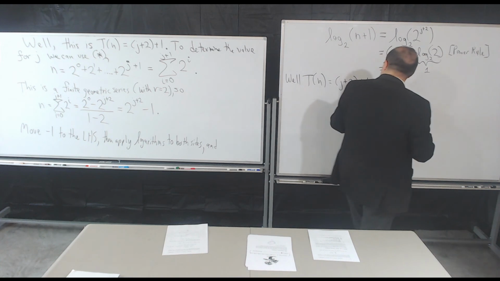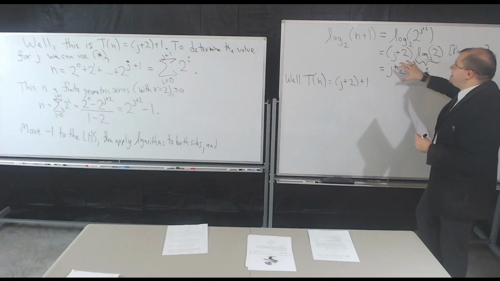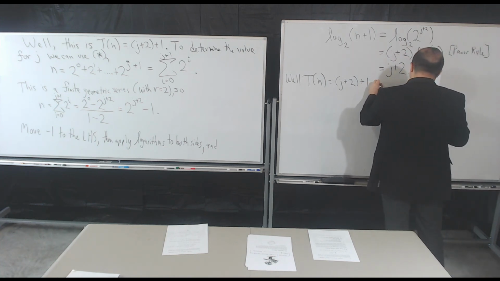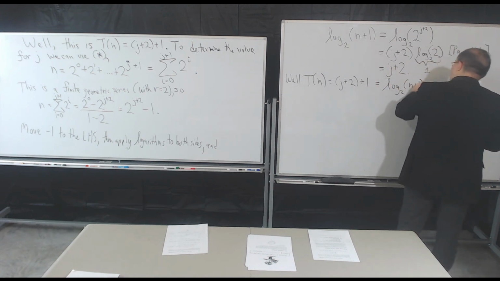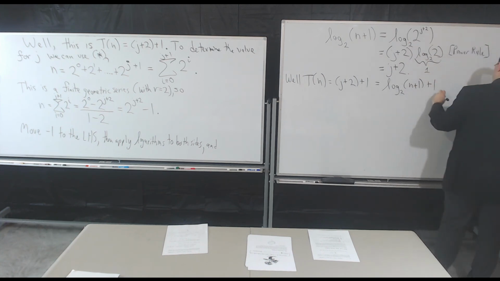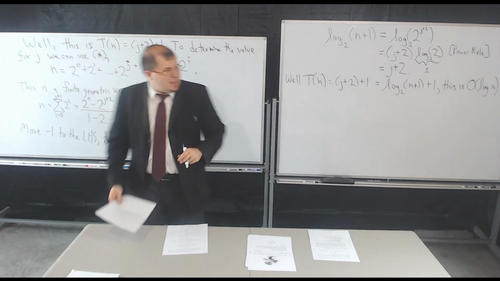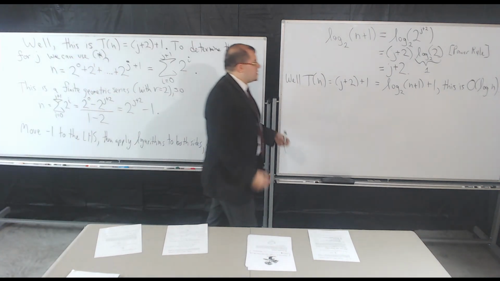Well, T of n is equal to j plus 2 plus 1. And now I have j plus 2 is equal to this. So I just substitute in the j plus 2, which equals log base 2 of n plus 1 plus 1. And I'll let you check that this is big O of log n. You can put the base 2 in if you like. And we're done. So that's how we could show that binary search takes worst case logarithmic time.